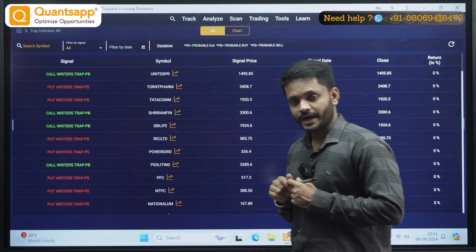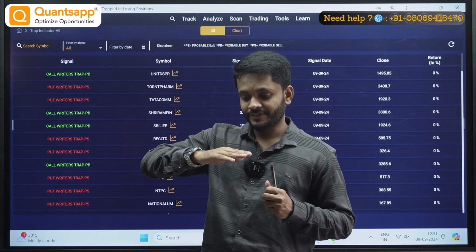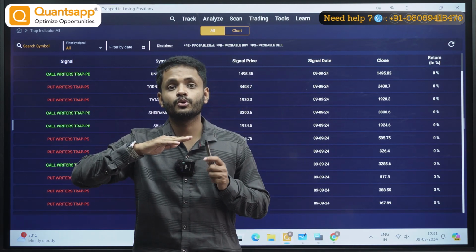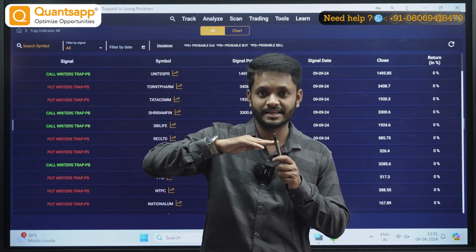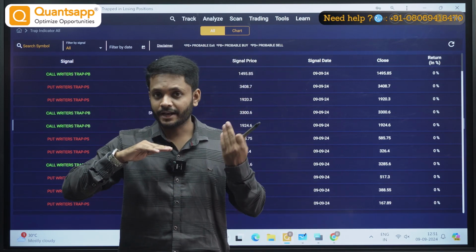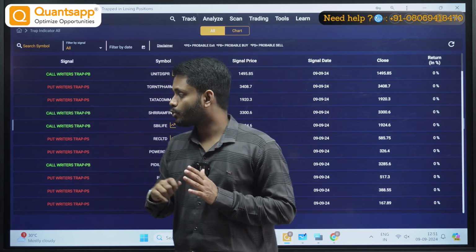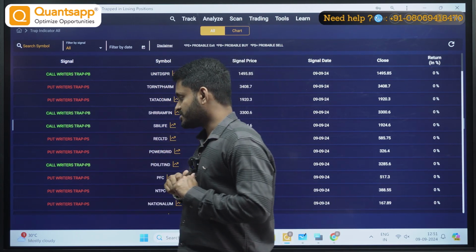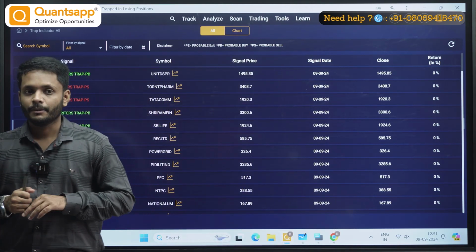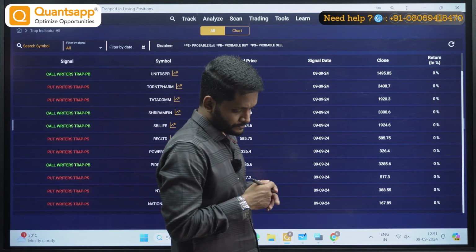Similarly, for put writers trap, those who believed that this is a strong support and sold the put at these levels are now unwinding their position, and there is a possibility of a strong downside. Simple. So call writers trap is a bullish indication, put writers trap is a bearish indication.